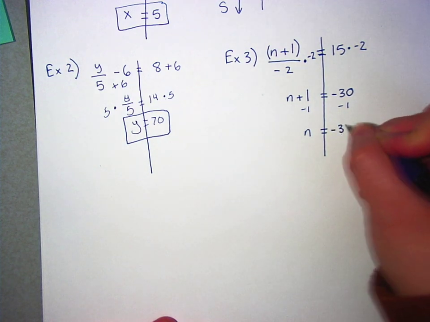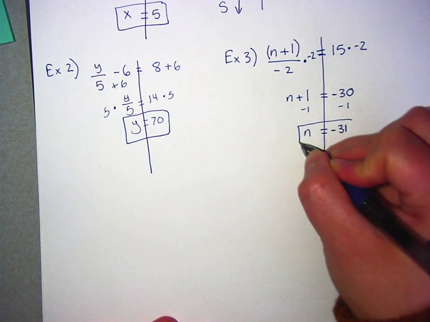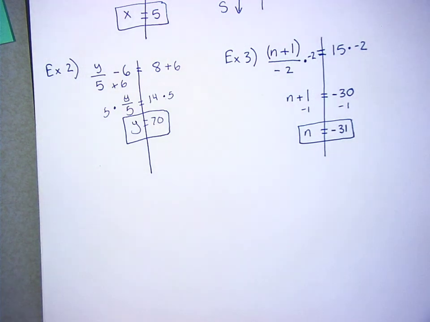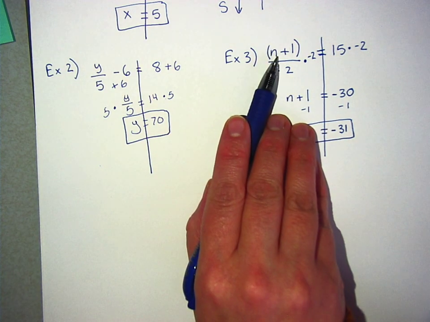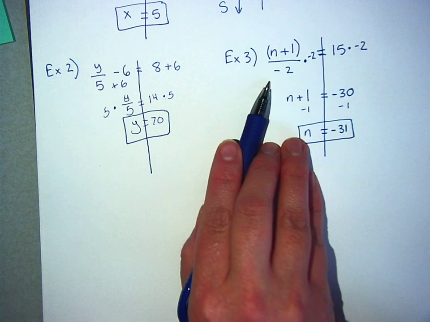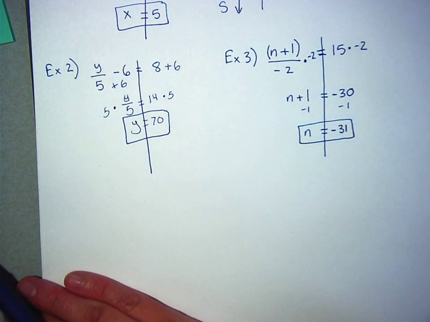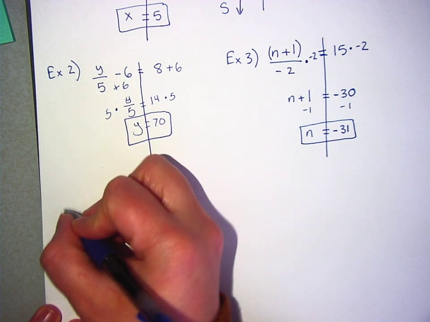And if you're struggling with positives and negatives, make sure you use a calculator for that. Now, how can you check and make sure you're right? If you wanted to, which I'm not going to enforce. Put it in for n. Right. So negative 31 plus 1 is negative 30. Negative 30 divided by a negative 2 is a positive 15. So it works. Okay?